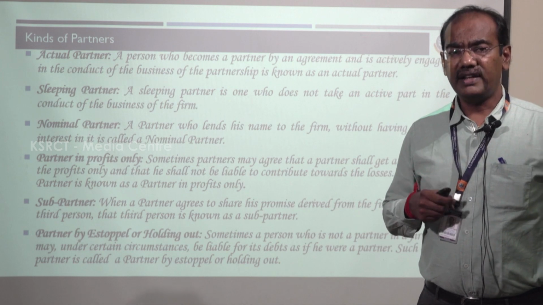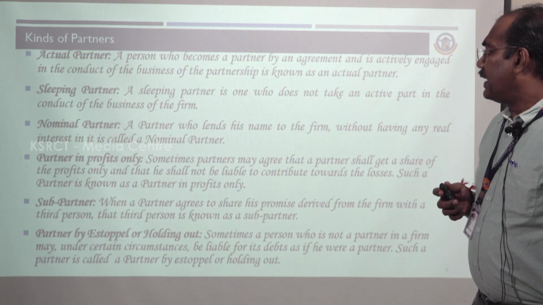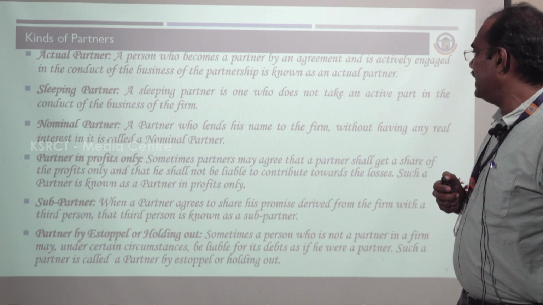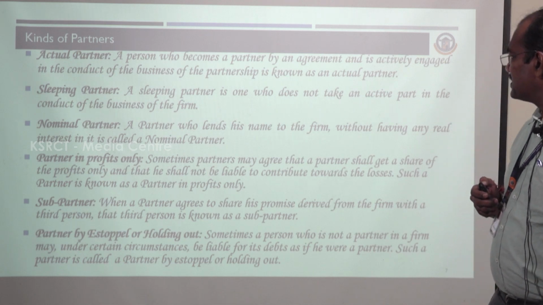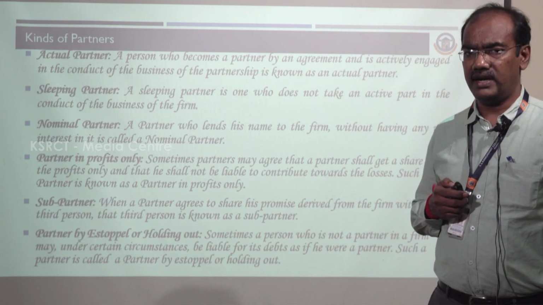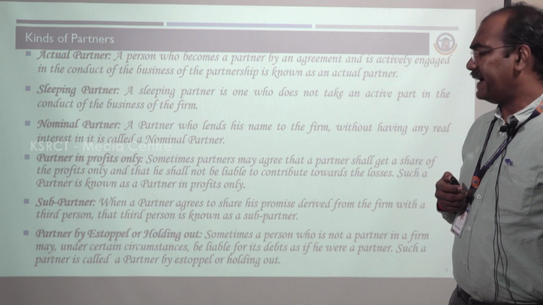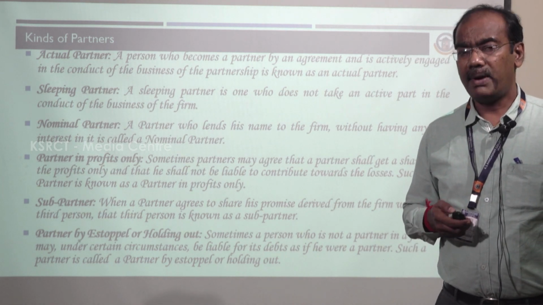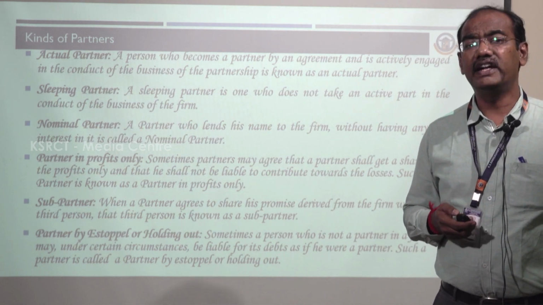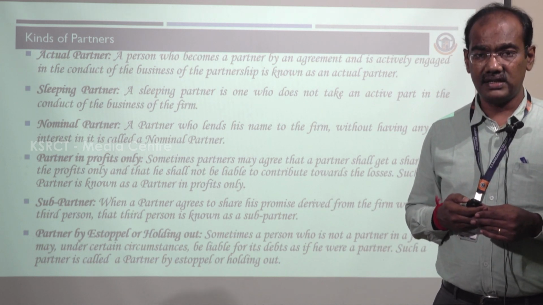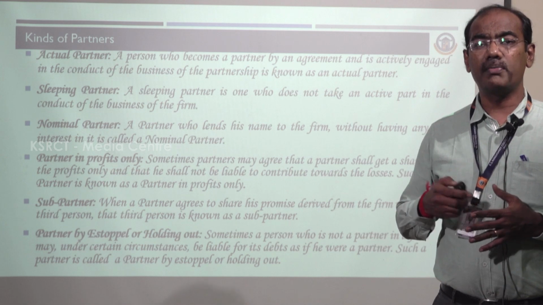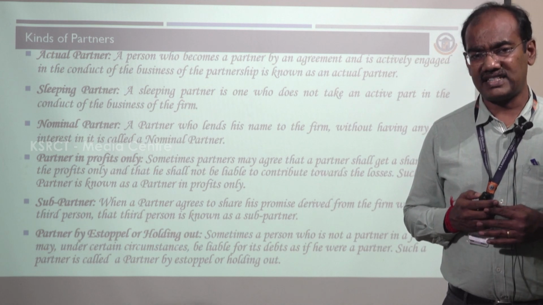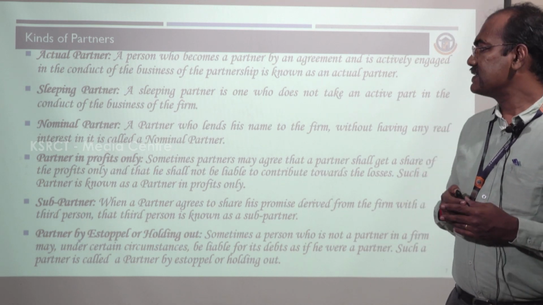Let's see what are the different kinds of partners. Actual partner: a person who becomes a partner by an agreement and is actively engaged in the conduct of the business of the partnership is known as an actual partner. Then the second type is sleeping partner. There are certain persons who invest money into the business, but they will not participate actively in the business. They are called sleeping partners. Normally when the persons are having more business, persons may come for this kind of agreement. So when all other members accept this, then a person can become a sleeping partner.